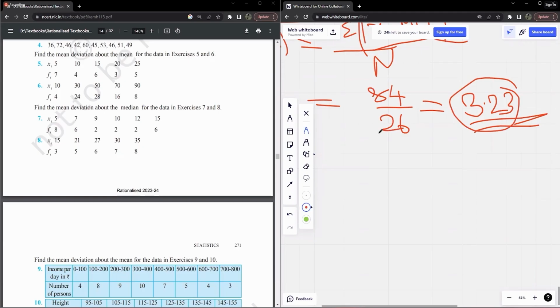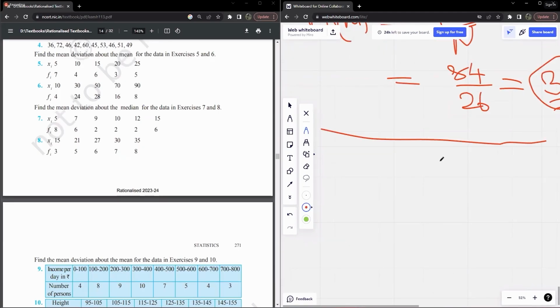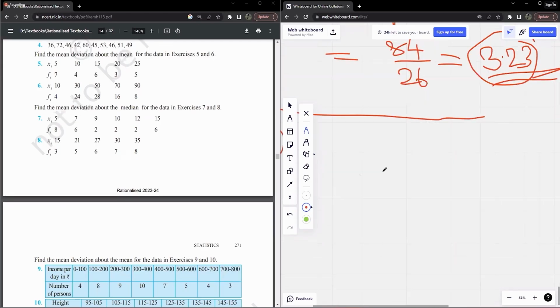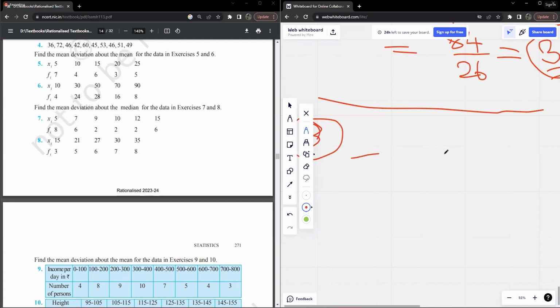3123 is going to be the final answer for question number 7. Then going to question number 8. Find the mean deviation above the median for the data in exercises 7 and 8. Cool. Yeah, so this is again uneven data classes, right?